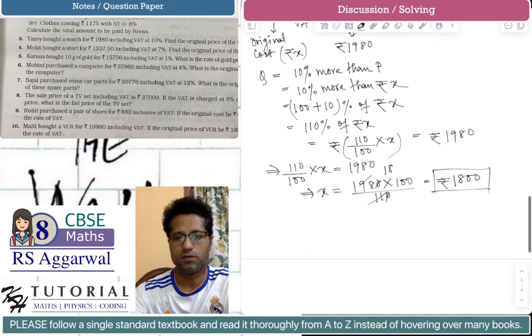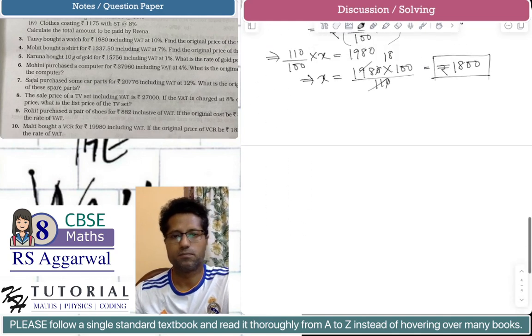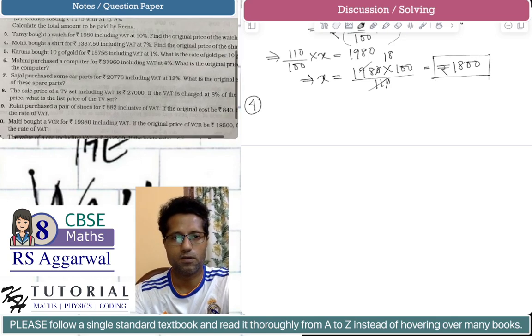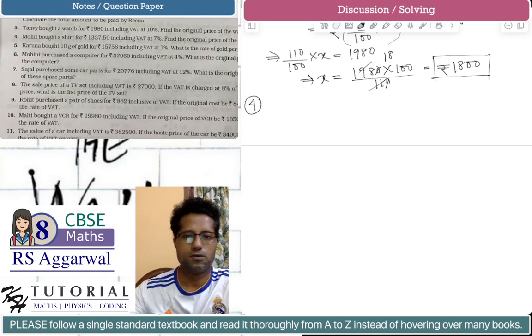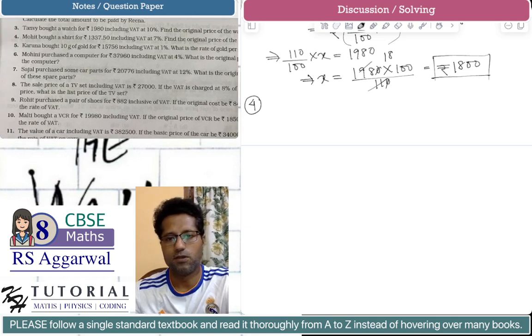Let's do question number 4. Problem number 4. Mohit bought a shirt for rupees 1337.50, including VAT at 7%. Find the original price of the shirt. Okay, so we have original price.